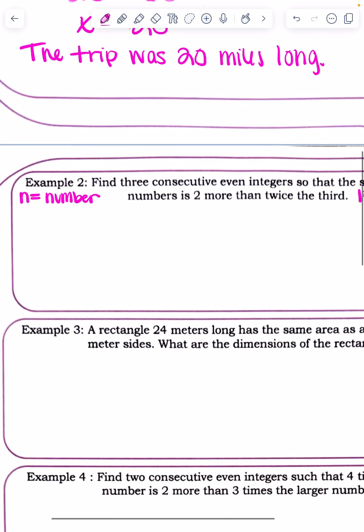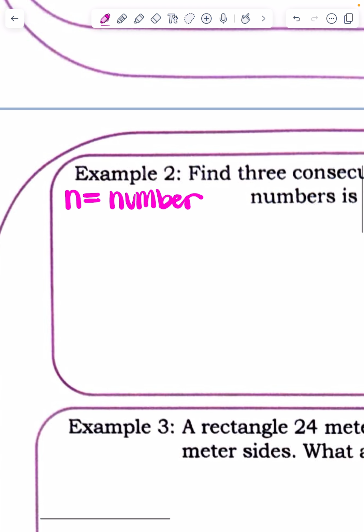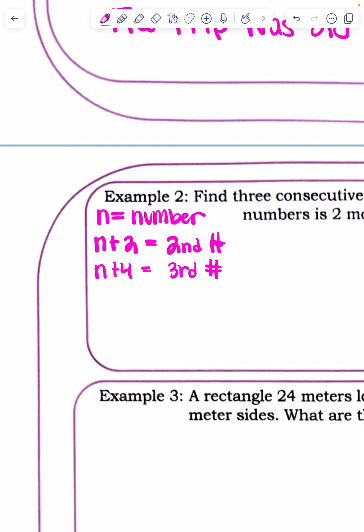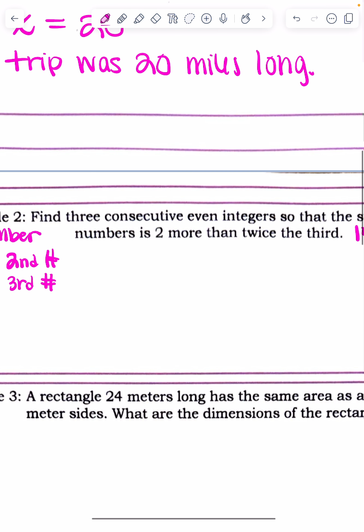So we can come over here and use our value of n, but if we need to get to the next consecutive even number, we're going to add 2 to n, and that's going to be our second number. Then we do the same with the third one. n plus 4 is the third number. You could go all the way to however many you need, but right now we only need 3. So I have n, the second even integer, which is 2 more than that, and the third one is 4 more than the original. So that's the first 5 words.